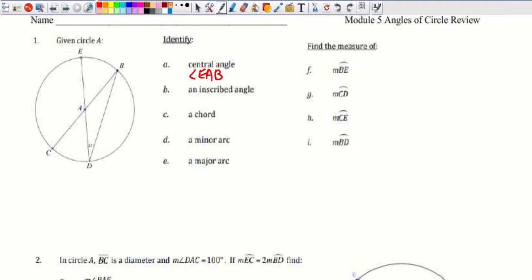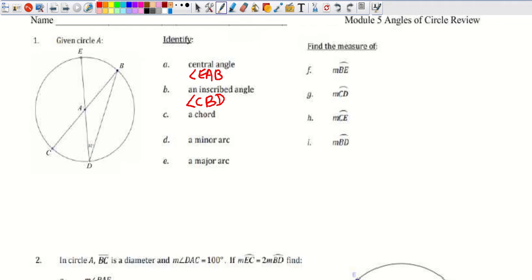An inscribed angle, we can look at B over there as an inscribed angle. So angle CBD, here's my inscribed angle. There's also one located at D, so EDB is also one.